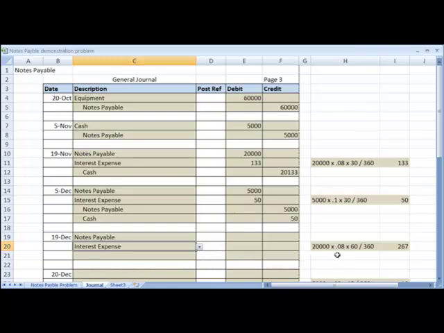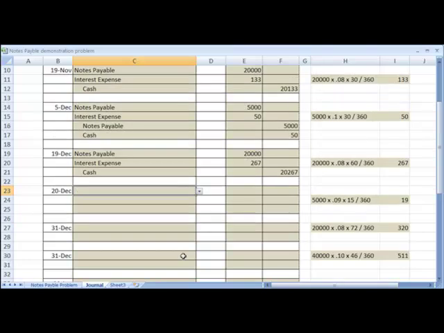The calculation is shown here. It's a $20,000 note at 8%, and it's gone 60 days now worth of interest on the second note, and so the total interest there is $267 worth of interest. The note face amount was $20,000, and so we're going to pay it in cash, and so we're going to pay $20,267 as a total amount to pay off that particular note.